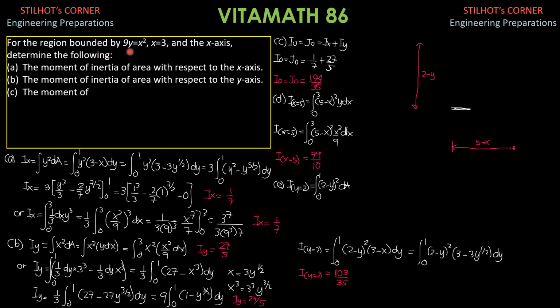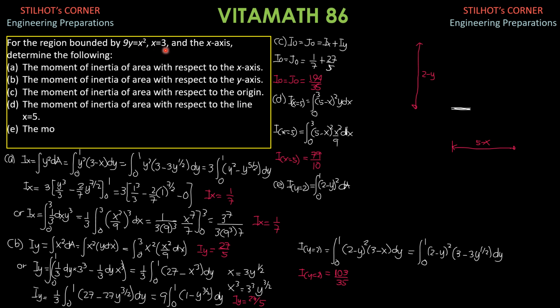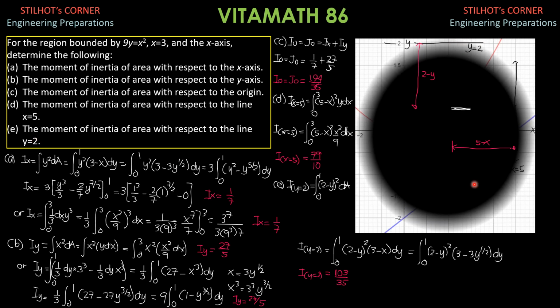For the region bounded by 9y equals x squared, which is a parabola open upward with vertex at the origin, and x equals 3, a vertical line 3 units to the right of the y-axis, and the x-axis, or y equals 0, the horizontal x-axis. Determine the following: the moment of inertia of area with respect to the x-axis, the moment of inertia of area with respect to the y-axis, the moment of inertia of area with respect to the origin, the moment of inertia of area with respect to the line x equals 5, and the moment of inertia of area with respect to the line y equals 2.